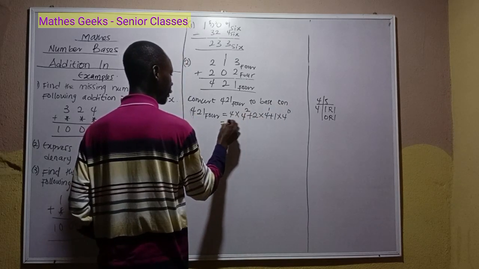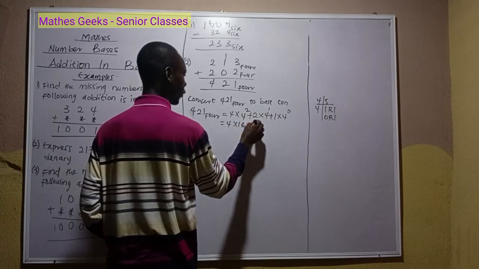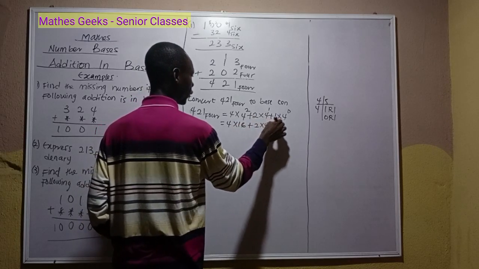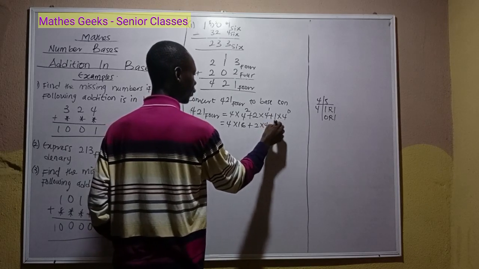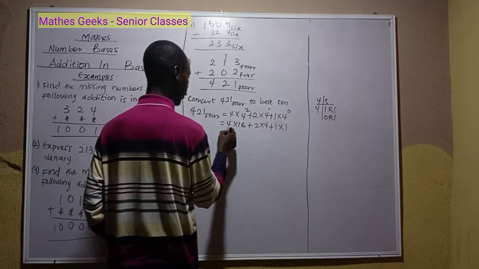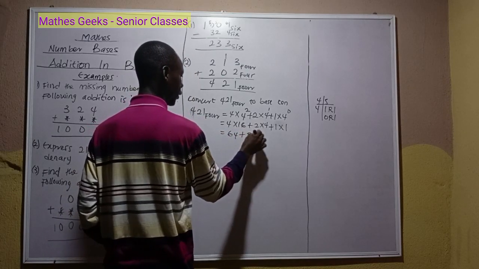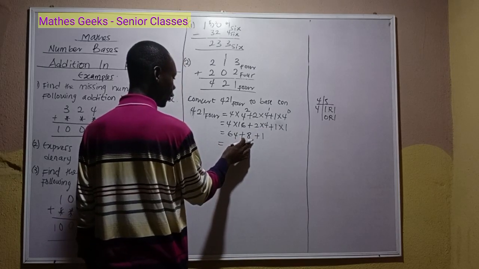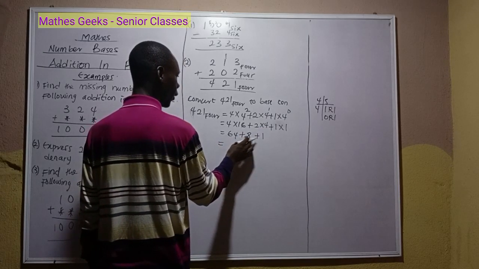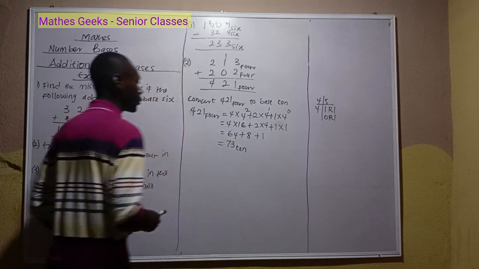4 to the power of 2 is 16. That's 4 times 16, plus 2 times 4 to the power of 1, which is 4, plus 1 times 4 to the power of 0, which is 1. 4 times 16 is 64. 2 times 4 is 8, plus 1 times 1 is 1. 64 plus 8 will give us 72, plus 1, that's 73. So that's the answer.